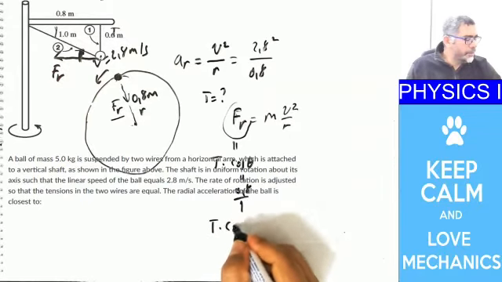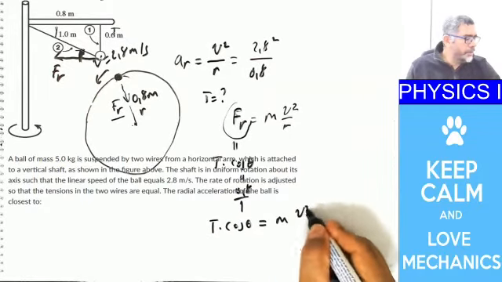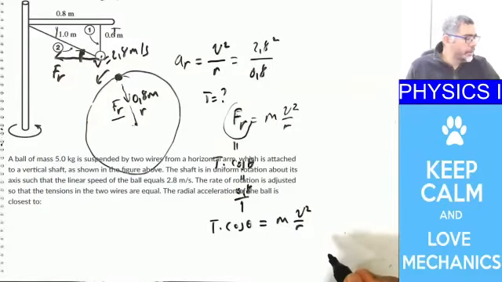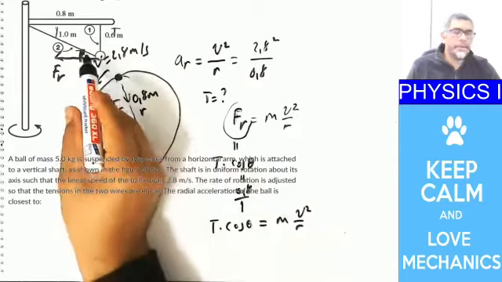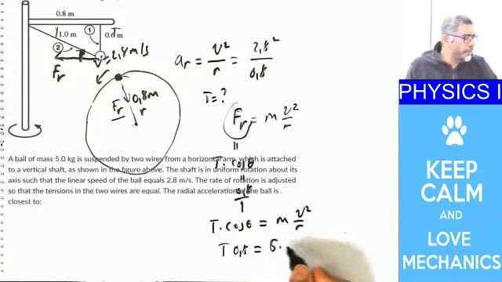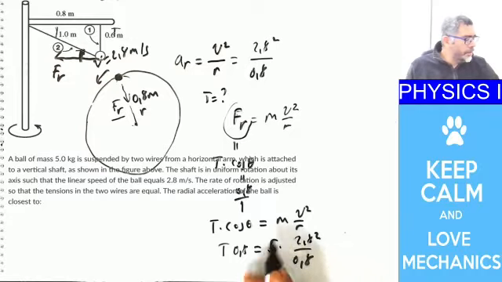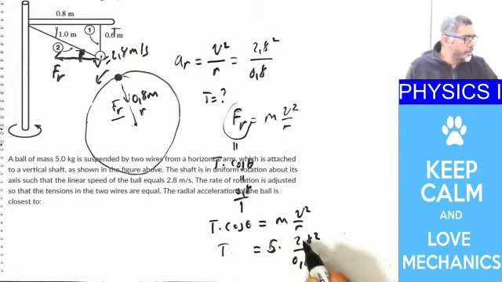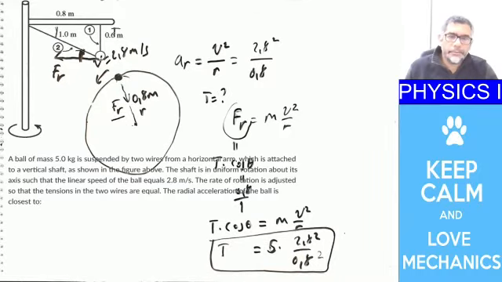Let me write over here, T times cosine theta is equal to mv squared divided by r, right? And cosine theta is just, for this picture, nothing but 0.8. T times 0.8 is equal to 5 times the mass of the ball. V is 2.8 squared divided by 0.8. So T is just equal to 5 times 2.8 squared divided by 0.8 squared. And this is how you calculate the tension. Okay, I hope this is understood.